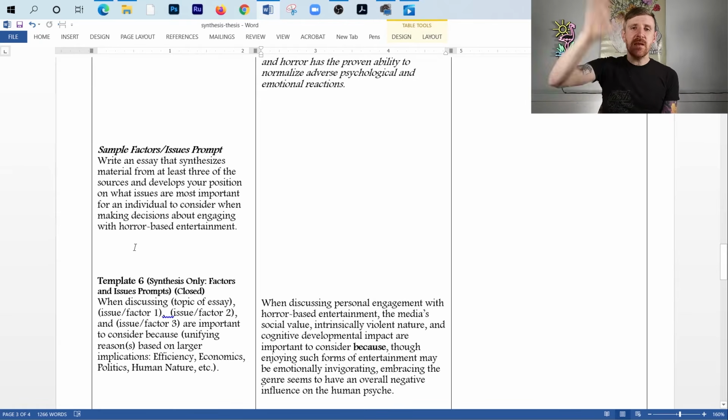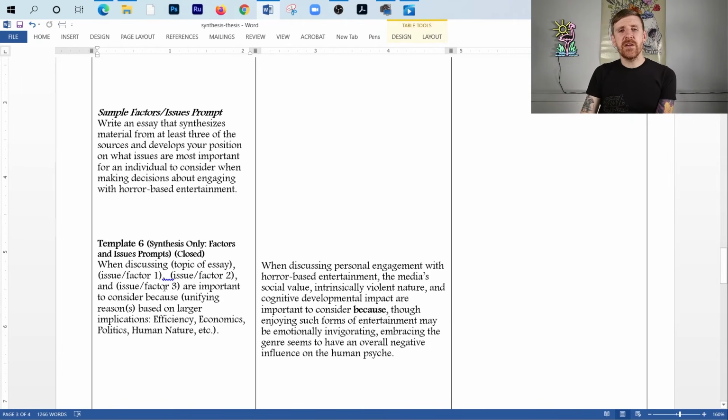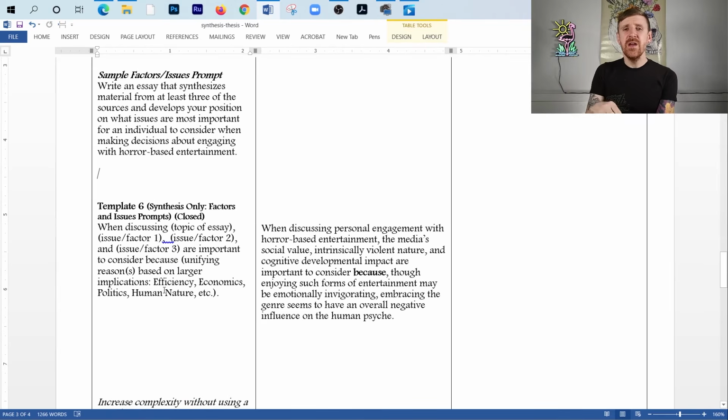But imagine we had that same beginning, and then it tells us to write an essay that synthesizes material from at least 3 sources that develops your position on what issues are most important for an individual to consider when making decisions about engaging with horror-based entertainment. So pretend that was our prompt. I've got this little template here for a prompt like that. And it says, when discussing, put the topic of the essay in there, issue or factor 1 that should be considered, issue or factor 2 that should be considered, and issue and factor 3 are important to consider because, and then you give your unifying reasons based on either human nature, politics, economics, efficiency, things like that.